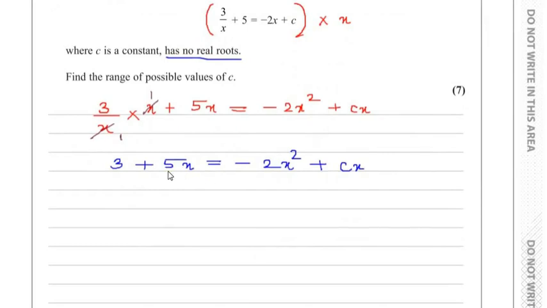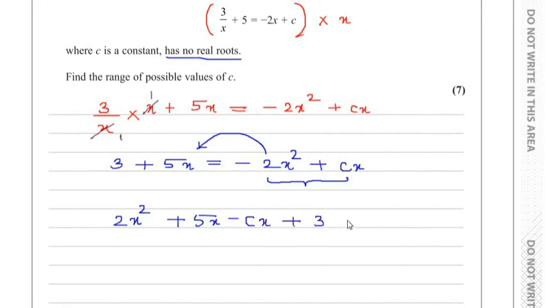Now this is somewhat like a quadratic expression, because we have x squared and we have x and also a constant. Since x squared is a negative term, I will take the right hand side towards the left hand side, the entire term, to make this x squared positive. Rearranging it, we get positive 2x squared plus 5x minus cx plus 3 is equal to 0.